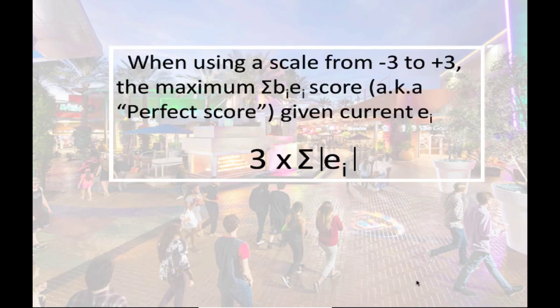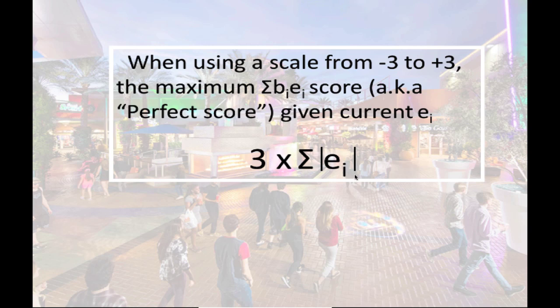Now there's a shortcut which applies when you're using a scale from -3 to +3 to measure the attribute beliefs and evaluations. And in order to maximize this score, to get the perfect score, given the current evaluation, so we're going to use the favorableness evaluations that consumers have given us in the survey. And so what you do is you multiply +3 times the sum of the absolute value of each evaluation score.